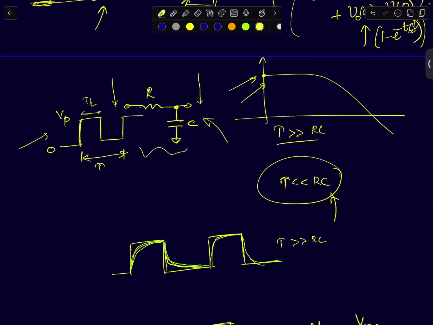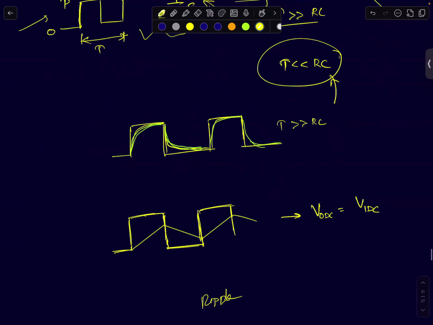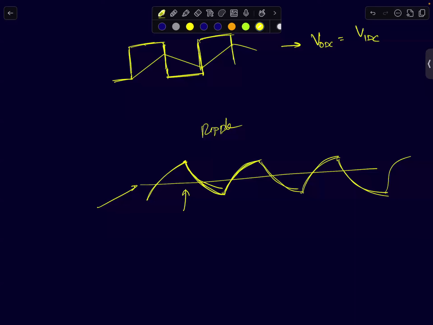For a low pass filter, 1 by j omega RC, take the magnitude, it will be 1 by root of 1 plus omega RC the whole square. Omega equals 0, you get 1. So input DC has to be exactly equal to the output DC. So yes, you are going to get some waveform that will look like a first order RC charging, but it won't fully reach its steady state.